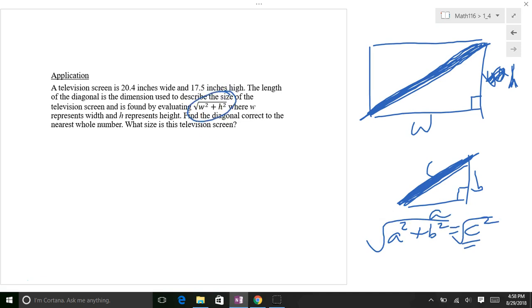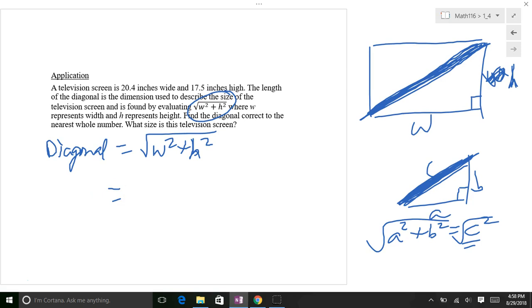The length of the diagonal, in other words, the measurement of the length of your TV, or the size of your television screen, is the square root of W squared plus H squared. It just comes from the Pythagorean Theorem.